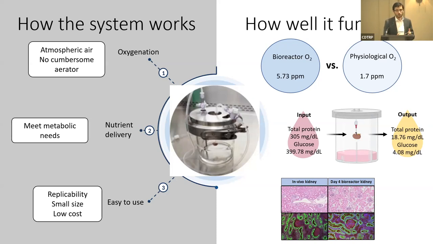The kidneys that we grew in it showed function by filtering out and reabsorbing proteins and glucose from the urine that they made. And we also found normal morphology and protein expression from histological sections of these kidneys. We're very excited about the performance of our bioreactor and its potential for scaling up for high throughput results.